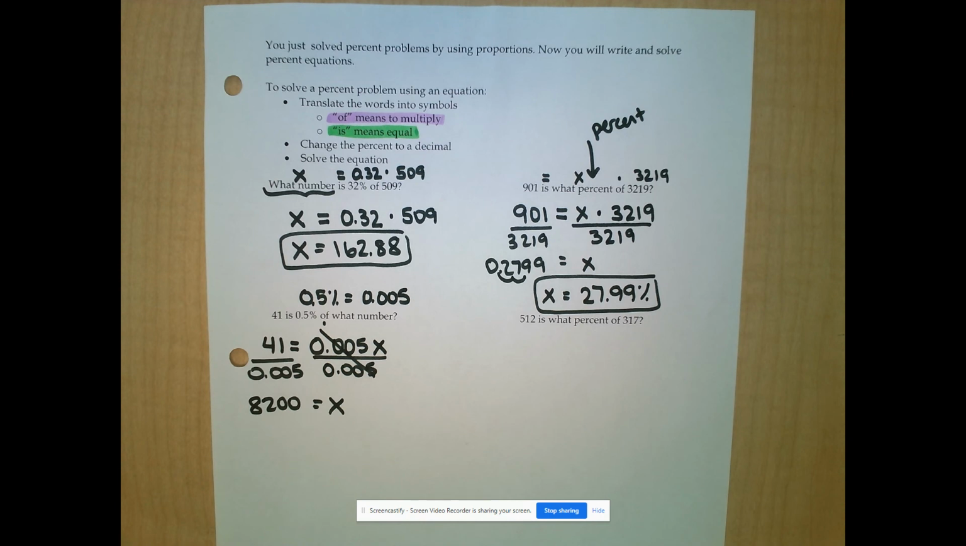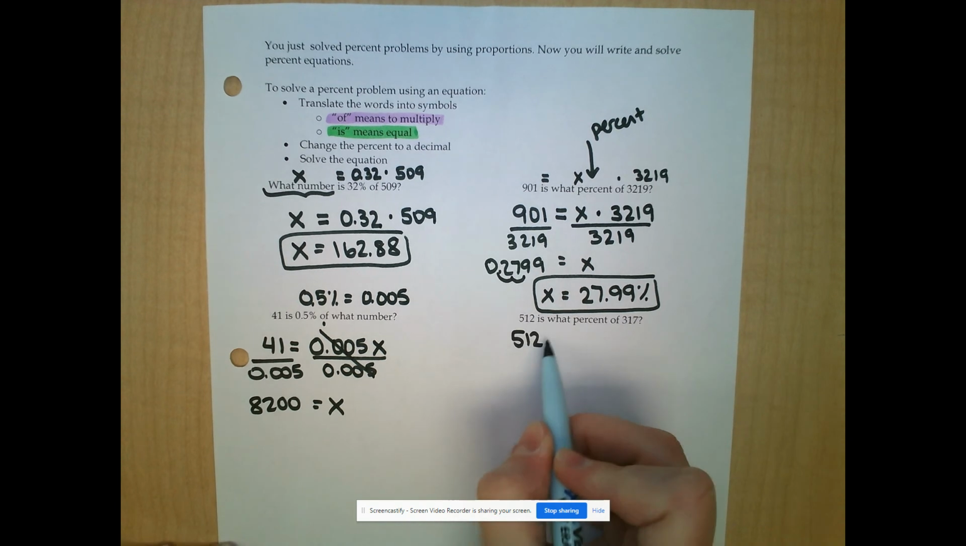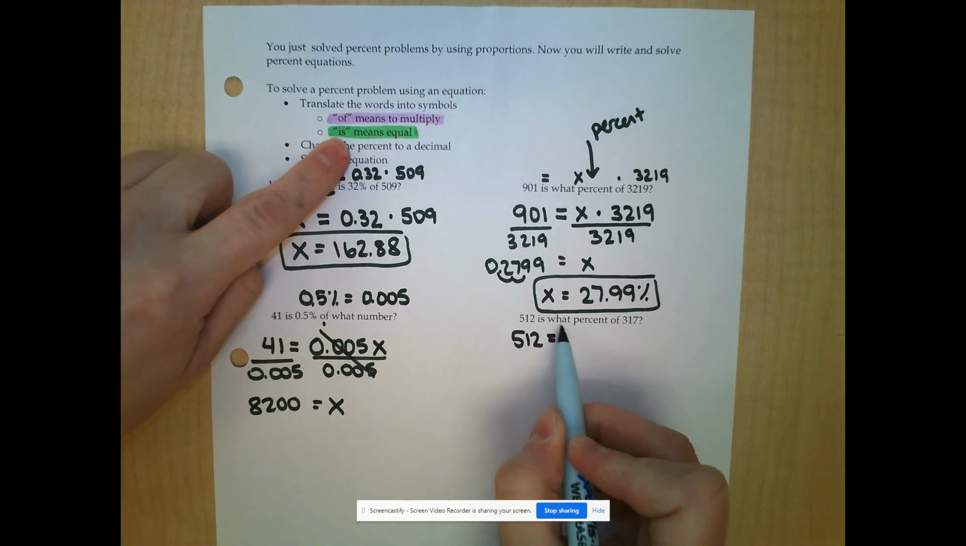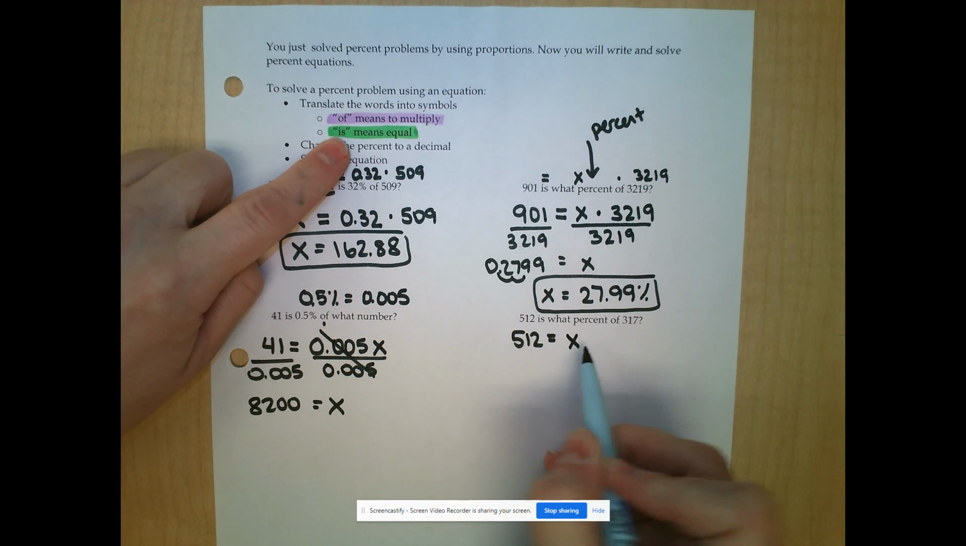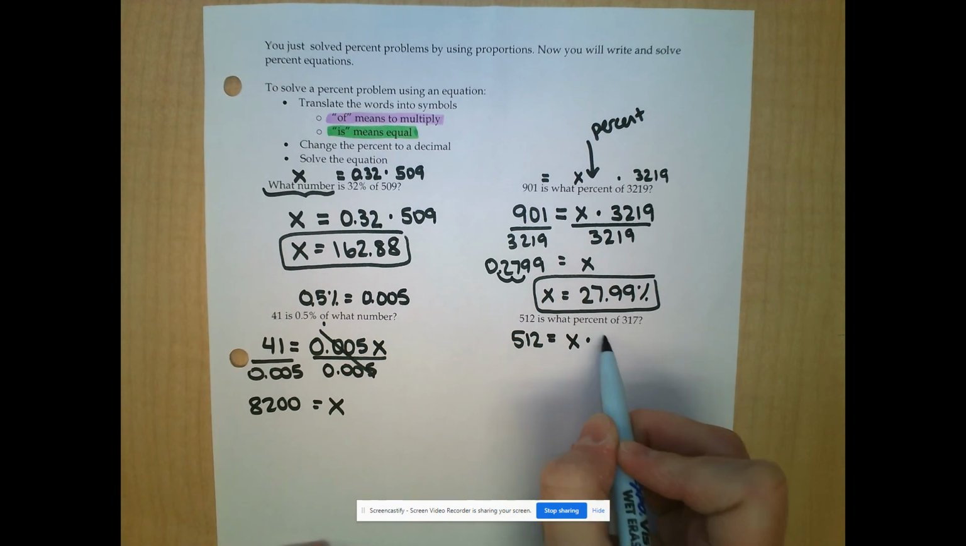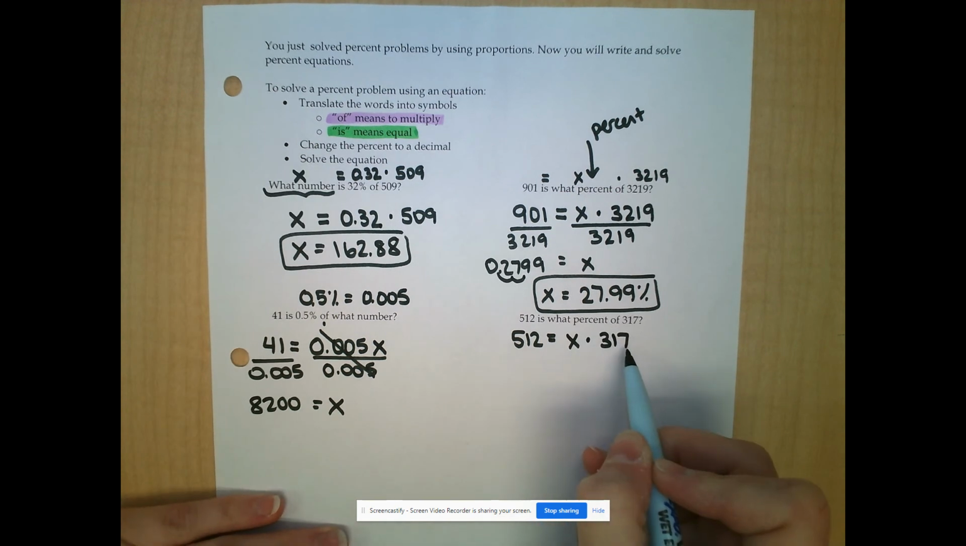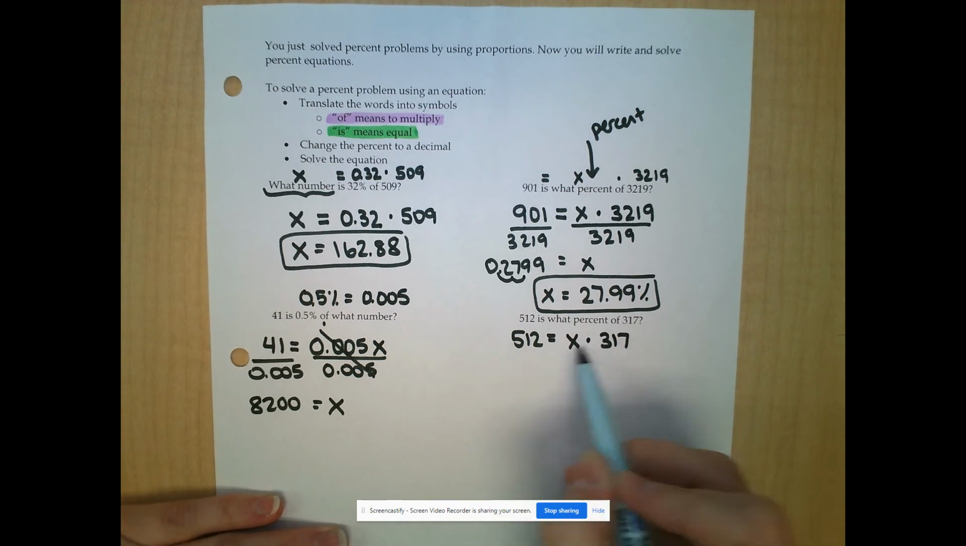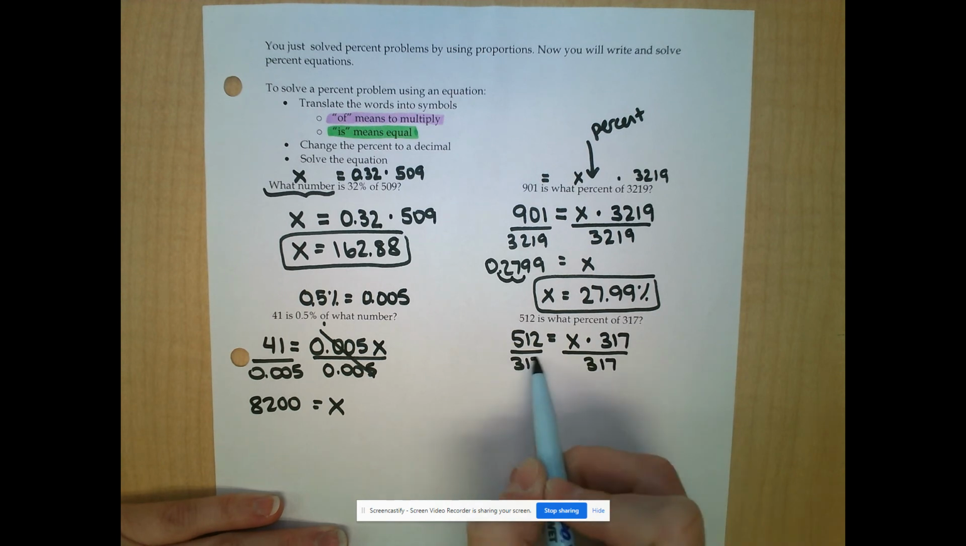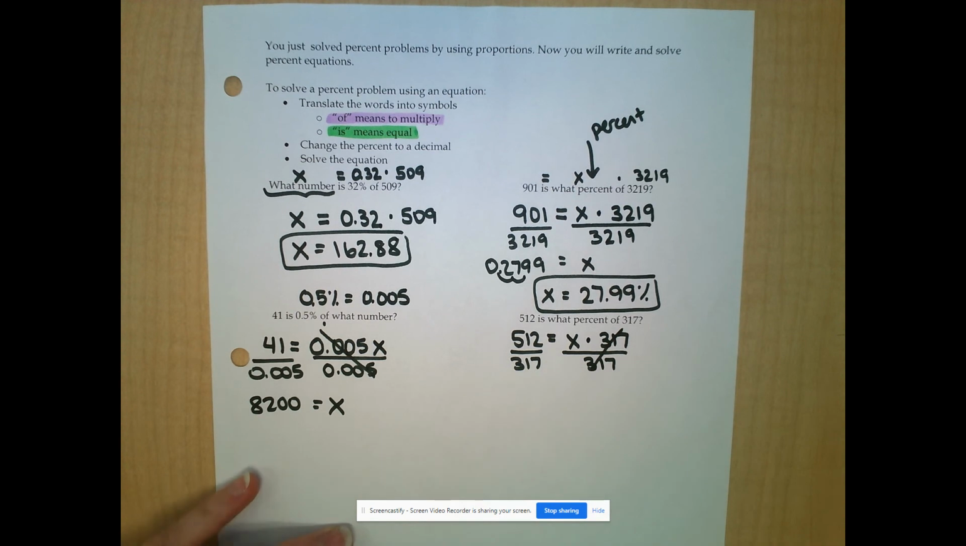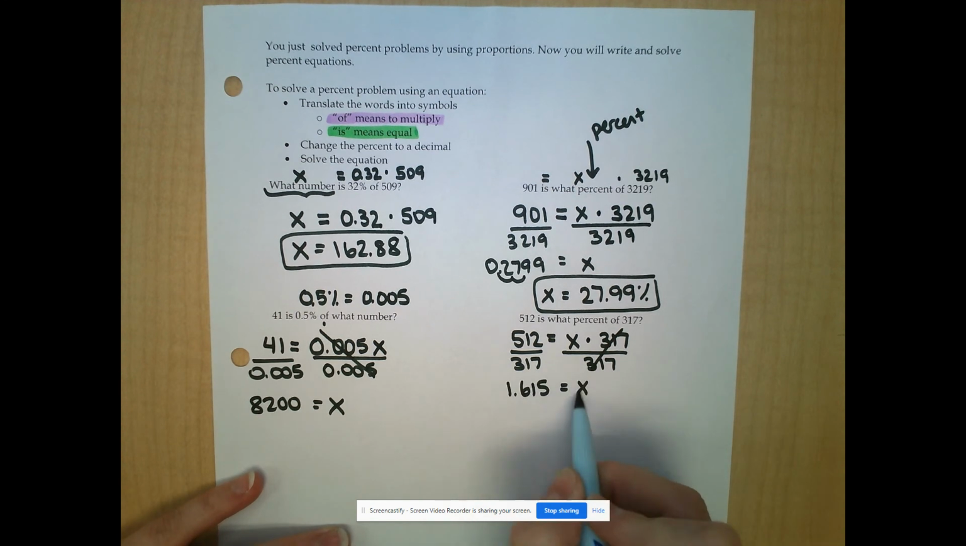So last but not least, 512 is equal sign. What percent? Don't know, so we put the variable of multiplication 317. Once I've translated it, this right-hand side is multiplication, so I'm going to use division. Divide both sides by 317. 512 divided by 317 is 1.615 equals x. Now notice, it's a pretty small answer.